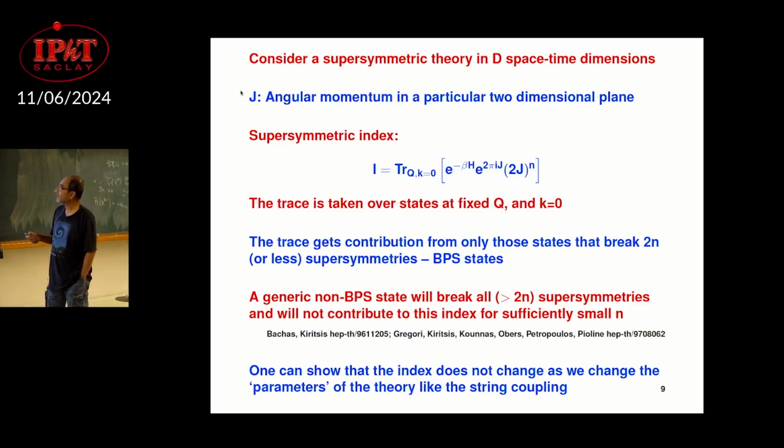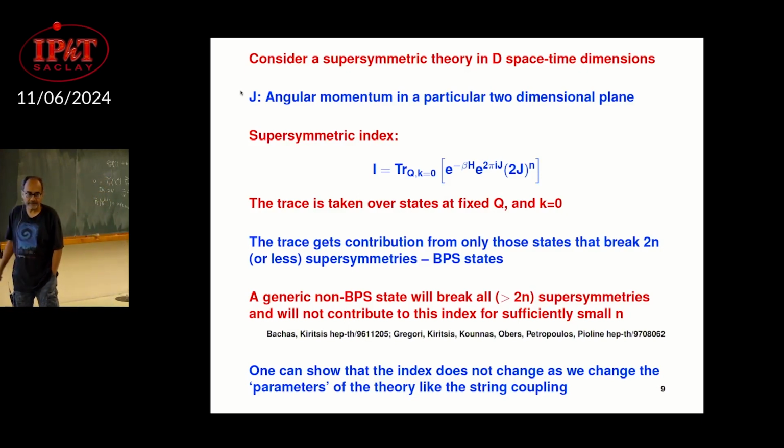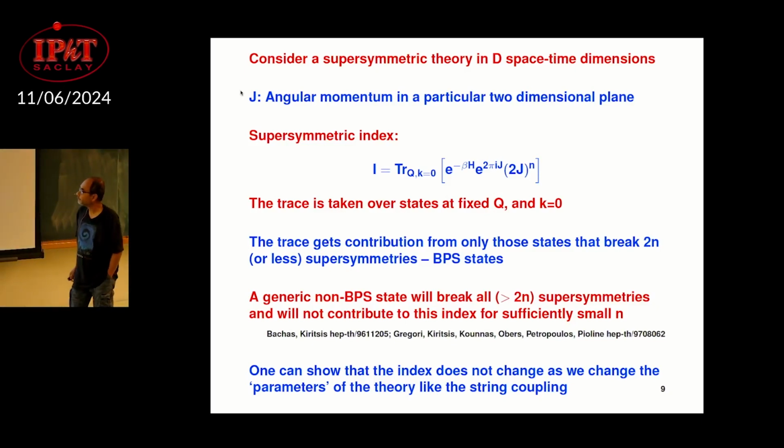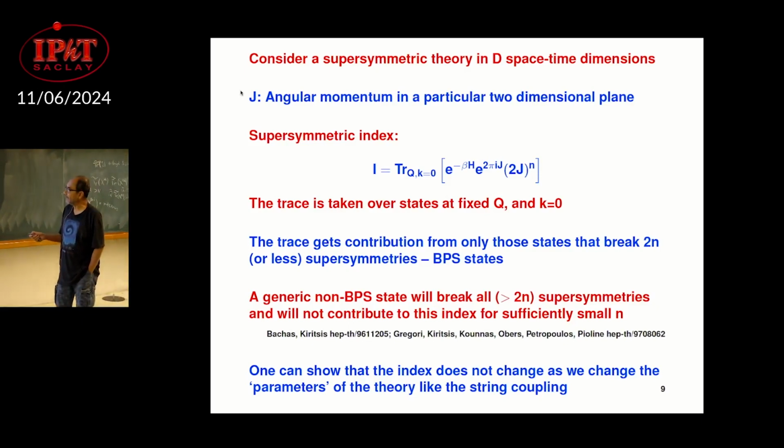So let's consider a supersymmetric theory in d space-time dimensions. And we now denote by J the angular momentum in a particular two-dimensional plane. Earlier I said that angular momentum can have many components, but now let's focus on angular momentum in a particular two-dimensional plane. And the supersymmetric index is defined in this way.